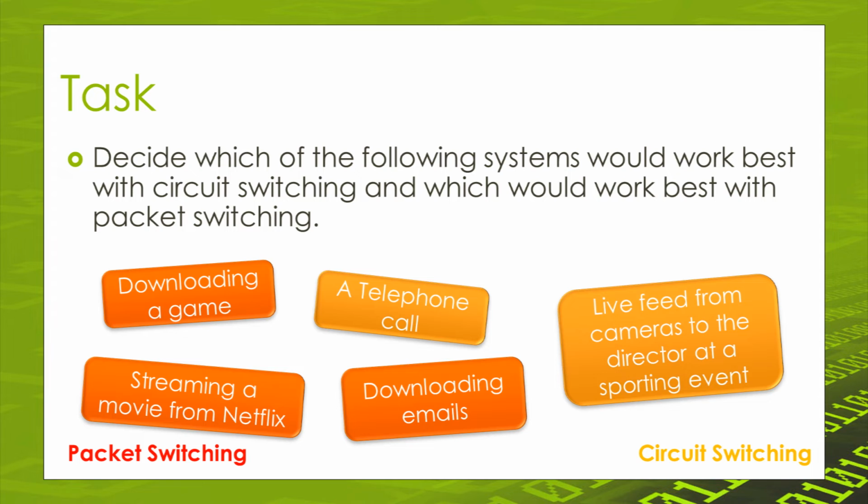Have you decided? Well, this is how I'd do it. Downloading a game, streaming a movie from Netflix, and downloading emails would all be packet switching because the lag doesn't matter. Once you start watching the movie on Netflix, it then streams fine. It doesn't matter that it took 2 seconds between pressing play and the movie playing. Same with downloading emails and downloading a game. Pausing slightly before it starts doesn't matter.